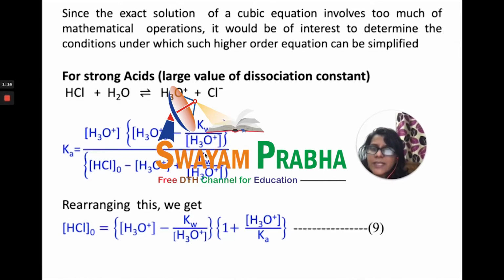And then you will finally get this expression for Ka, that is H3O plus into H3O plus minus Kw upon H3O plus, divided by HCl naught minus H3O plus plus Kw upon H3O plus. Now let us rearrange this expression to get the value of HCl naught. If I rearrange this expression, I get this: HCl naught is equal to H3O plus minus Kw upon H3O plus, into 1 plus H3O plus upon Ka.